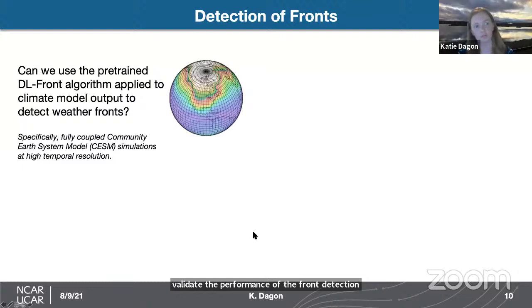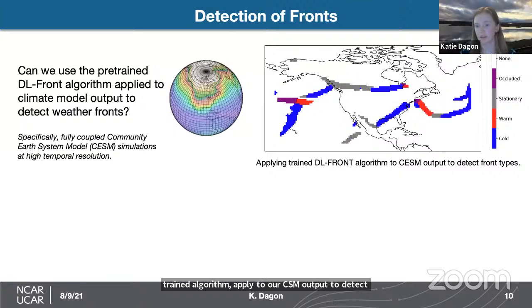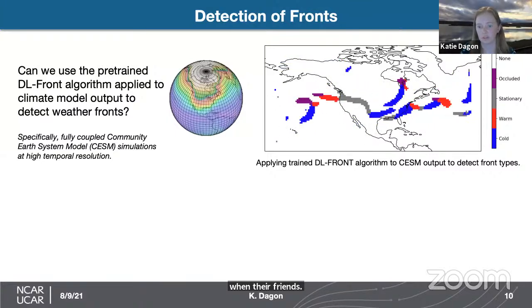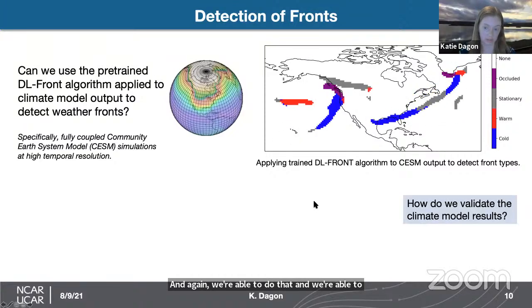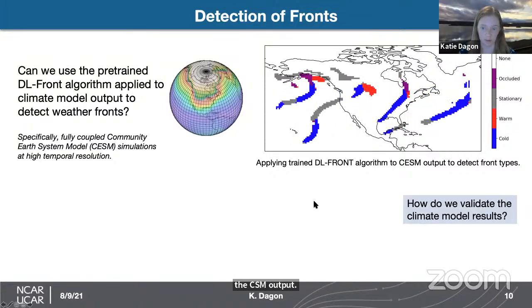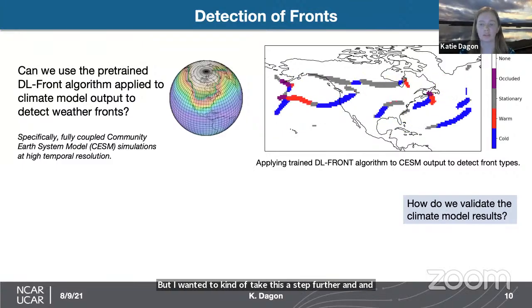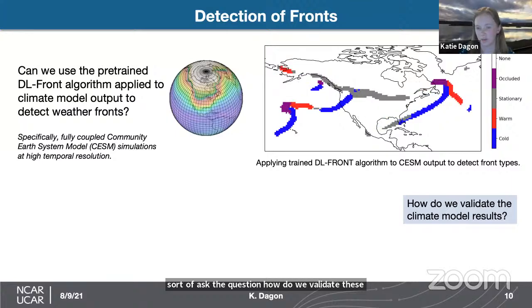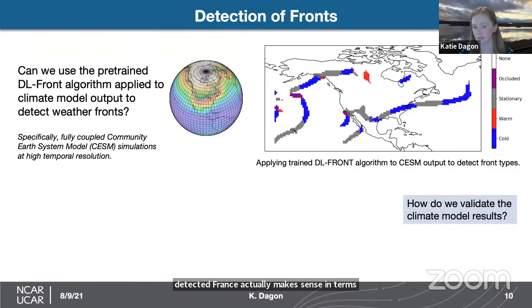And so our question was, again, can we use this pre-trained algorithm applied to our CESM output to detect weather fronts? And again, we're able to do that, and we're able to distinguish between the different front types in the CESM output. But I wanted to take this a step further and ask the question, how do we validate these results coming out of CESM? How do we know that the detected fronts actually make sense from a real world perspective?